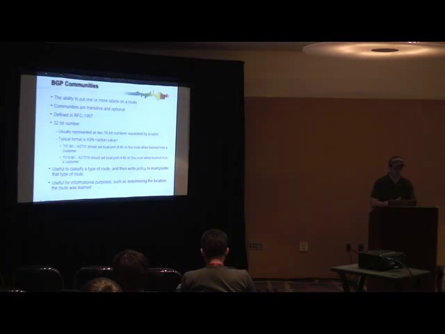BGP communities is the ability to put one or more labels on a route. Communities are transitive and optional, and they're defined in RFC 1997. It's a 32-bit number, usually represented as a 16-bit number, 16-bit number. Typically, the first grouping of numbers is the autonomous system number, and the second grouping of numbers is an action value. For example, 701:80 indicates that AS701 should set a local pref of 80 when it learns this route from a customer.